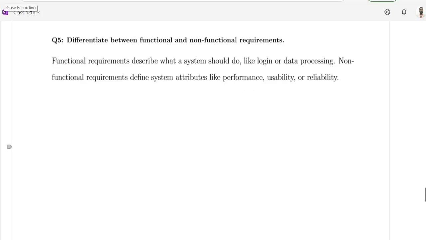Question number 5. Differentiate between functional and non-functional requirements. Functional requirements describe what a system should do, like login or data processing. Non-functional requirements define system attributes like performance, usability, and reliability.